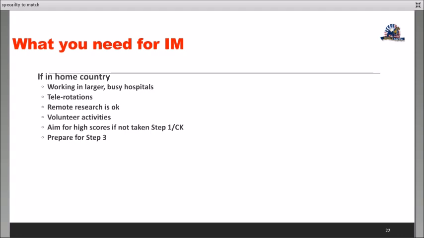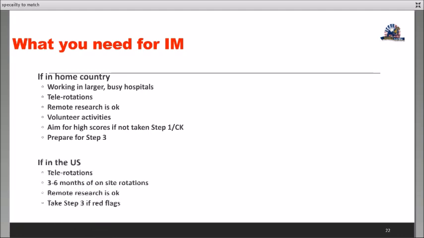Telerotations, of course, if you are in your home country, try to do some telerotations. Remote research can work. Programs like to see that you can analyze data, you can do literature review, so remote research can work. Volunteer activities, yes, internal medicine does look for you to give back to the community, so these volunteer activities help. If obviously you have not taken your steps or one of the steps, aim for higher scores. That goes without saying. IM does want high scores.